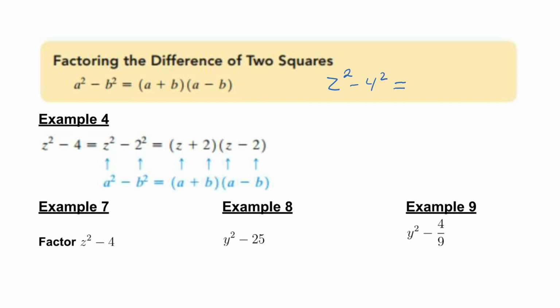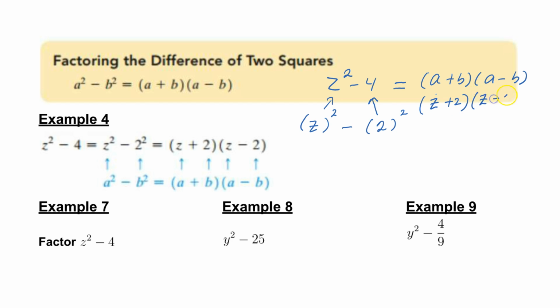Now, if we want to factor the difference of two squares, we have to make sure that we have a factor or a number that's going to be squared that will give us z squared. And in this case, we have 4, not 4 squared. What number can you square to get 4? In this case, it's 2, and then we have z. So therefore, it's going to follow the pattern a plus b times a minus b. So in this case, we have z plus 2 and then z minus 2.